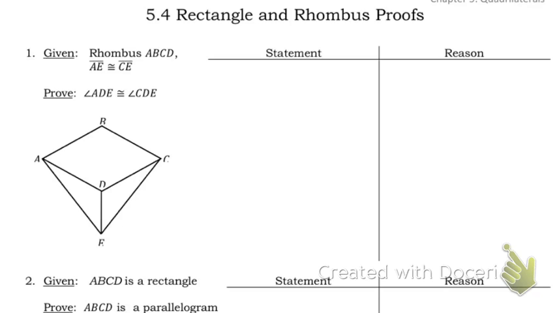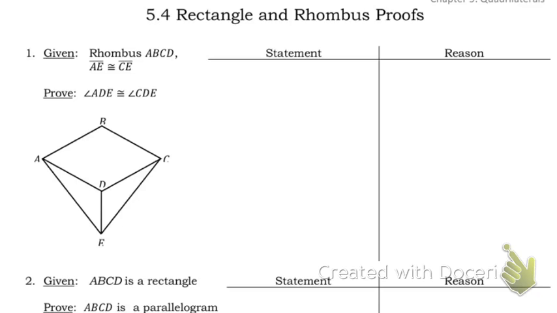What's the last thing I can think about when I read the word rhombus? There's one more theorem that goes with a rhombus. It has to do with your diagonals. Yep. Its diagonals bisect the opposite angles. All right, so all three of those should run through your mind as soon as you read the word rhombus. We need to end up proving that angle ADE is congruent to angle CDE.